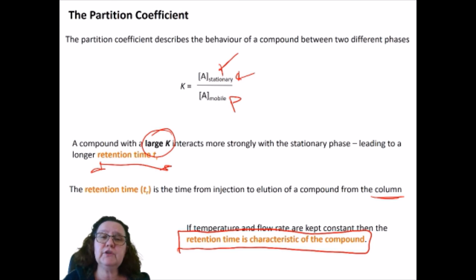As long as you keep the conditions constant, the speed at which the mobile phase is flowing through the stationary phase, the type of stationary and mobile phase, temperature and pressure conditions, if you can control them in that particular experiment, that retention time, that time it takes for the compound to move through the stationary phase, is characteristic of what that compound is. So it can be used to separate compounds, but also to identify them.